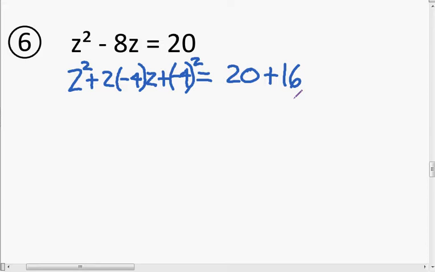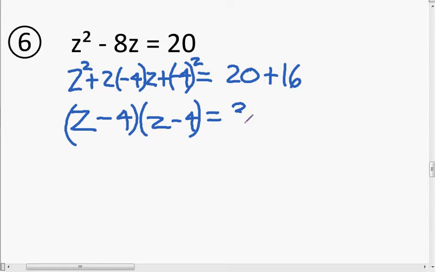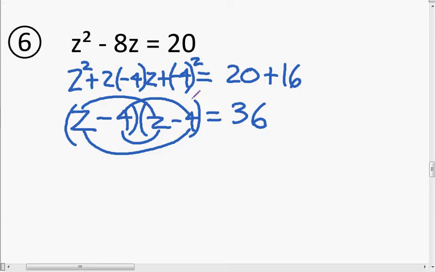But now I factor this. When I factor it, I can see this is z minus 4 times z minus 4. And I'm not going to draw the area model this time. I think some of you are probably getting tired of that, but you can double check it. Z times z gives you z squared. Z times negative 4 plus negative 4 times z gives me negative 8z. And then negative 4 times negative 4 gives me 16. So I would have the 16 here. I would have the negative 8z here.